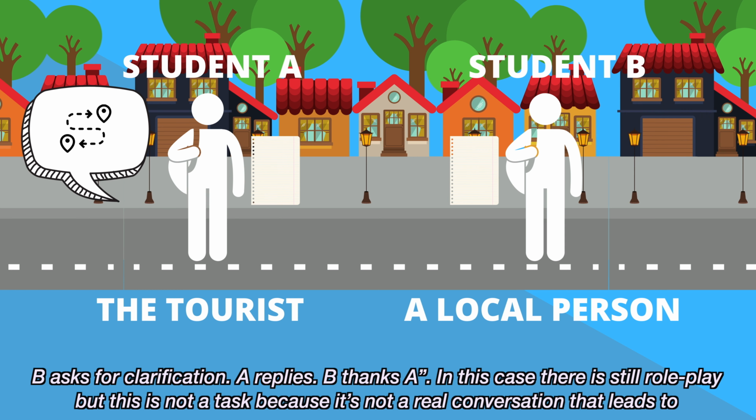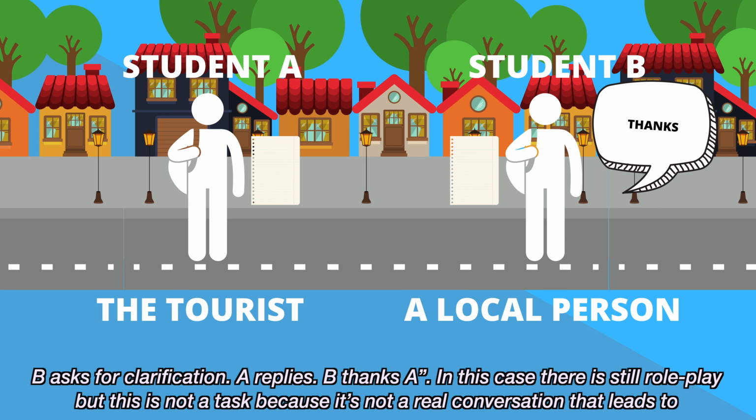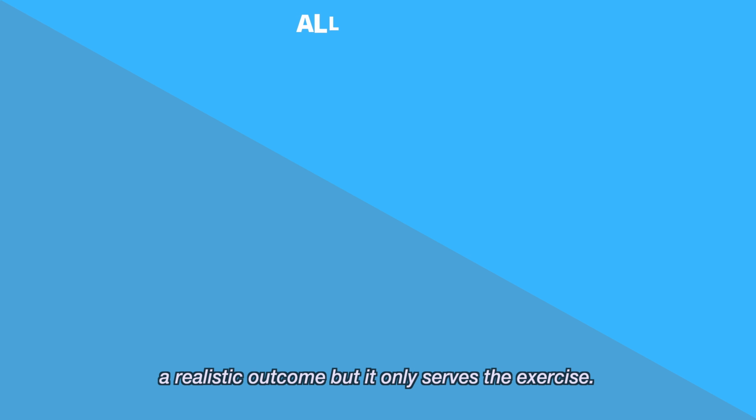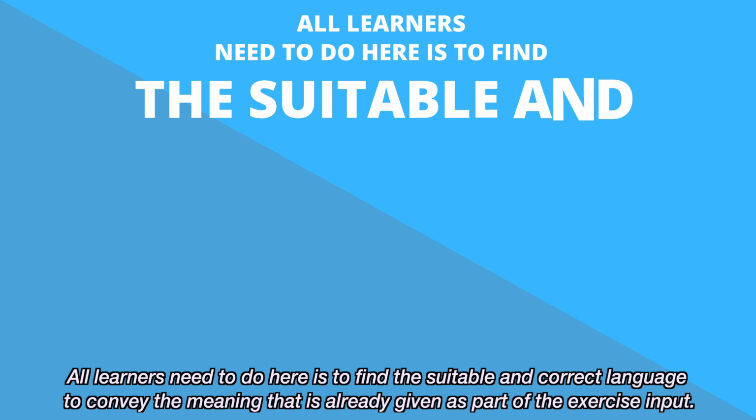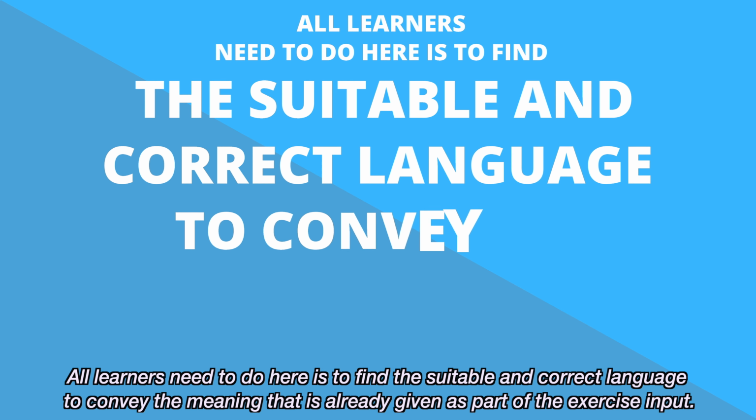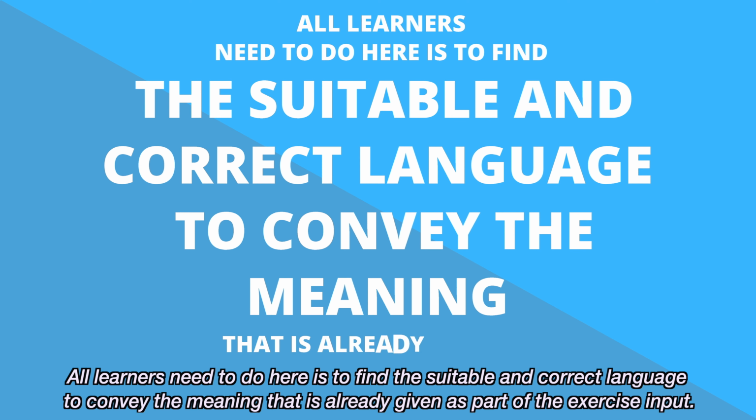B thanks A. In this case, there is still role-play, but this is not a task because it's not a real conversation that leads to a realistic outcome, but it only serves the exercise. All learners need to do here is to find the suitable and correct language to convey the meaning that is already given as part of the exercise input.